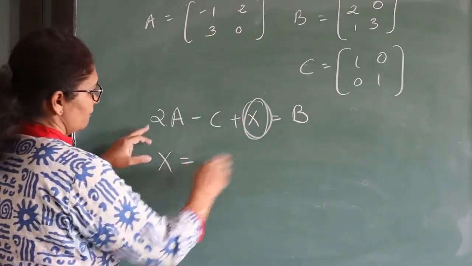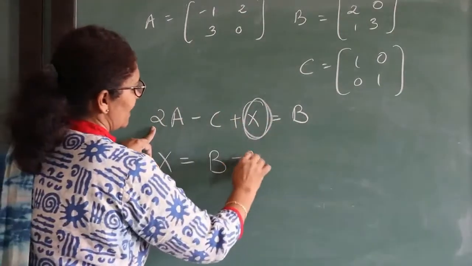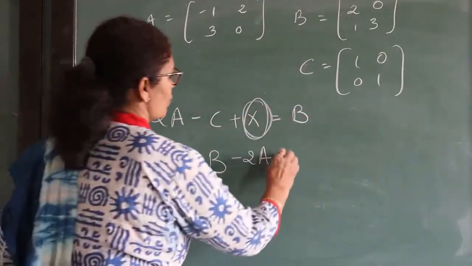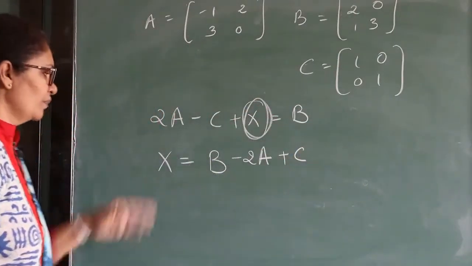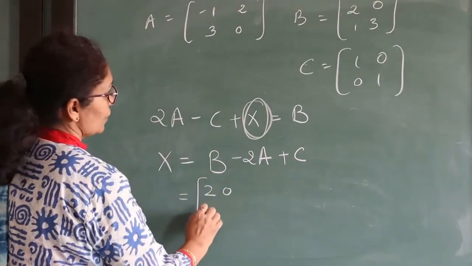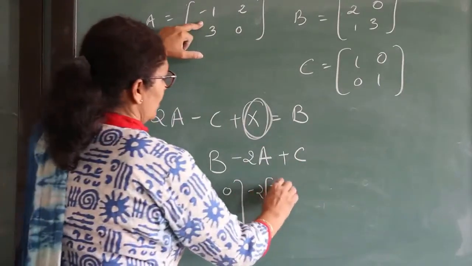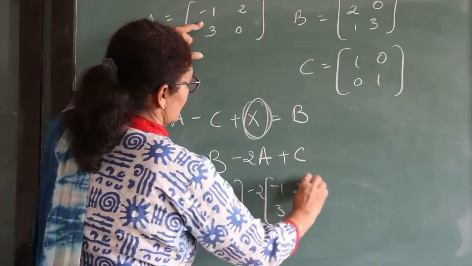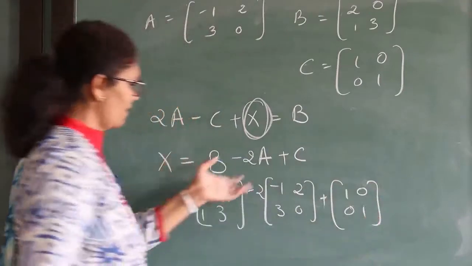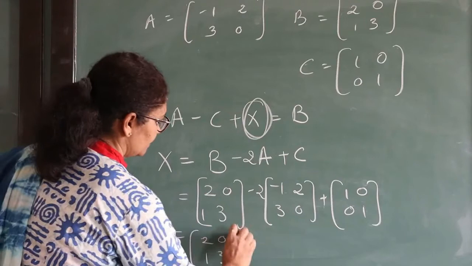So how can we shift it? B as it is. When we are shifting 2A on this side, its sign will be changed. Now we will shift minus C on this side, so minus became plus. Now our X, 2 by 2, we can find: 2, 0, 1, 3, same way. Minus 2 into A will be written minus 1, 2, 3, 0, and last C will be written 0, 1, 1, 0. Now addition subtraction you know very well, so we can do that same thing.